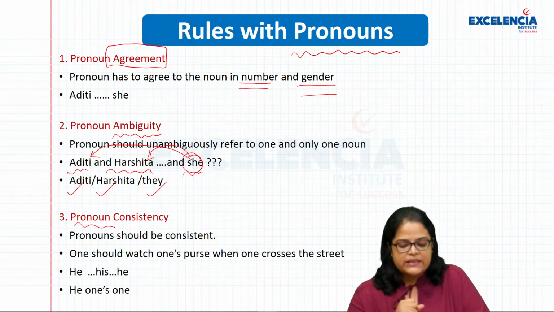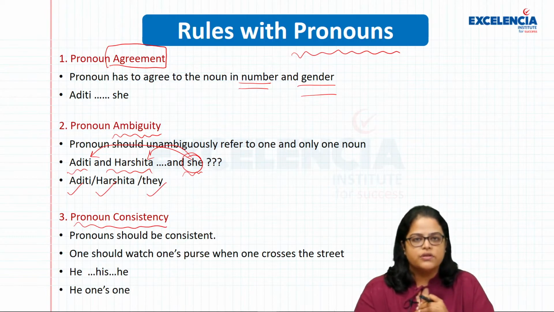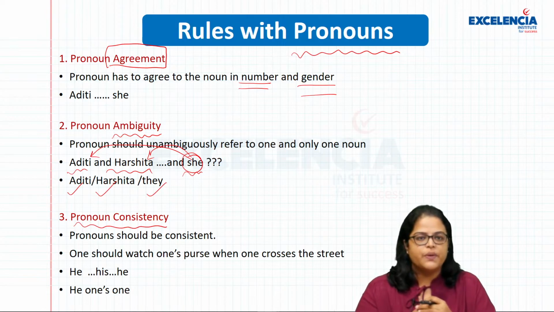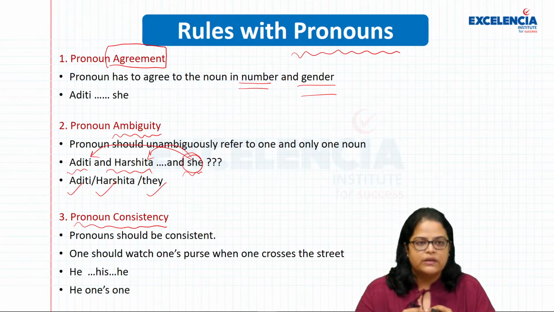Pronoun consistency tells me to keep using the same kind of pronoun throughout. So I cannot say one should watch his purse when one crosses the street. One should watch one's purse when one crosses the street. Or he should watch his purse when he crosses the street. So keep using the same kind of pronoun throughout.